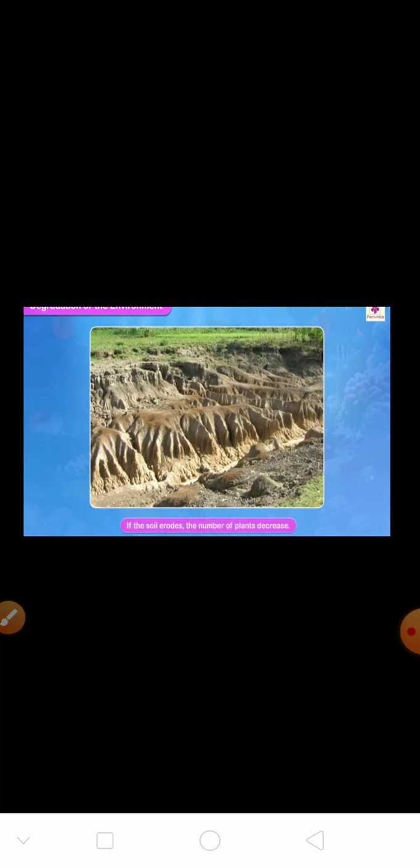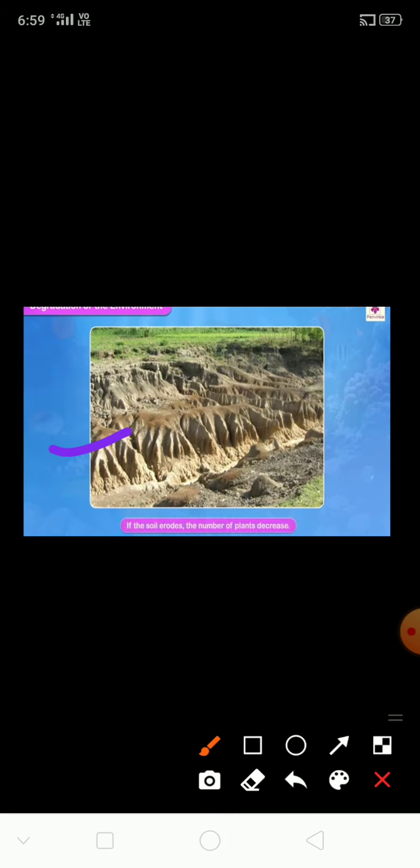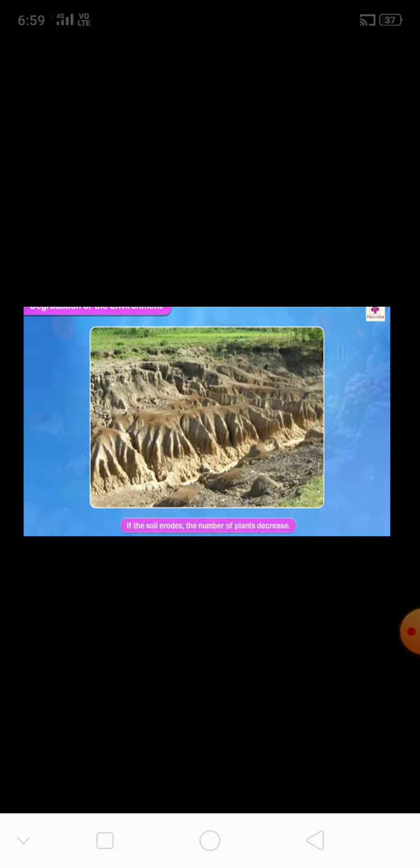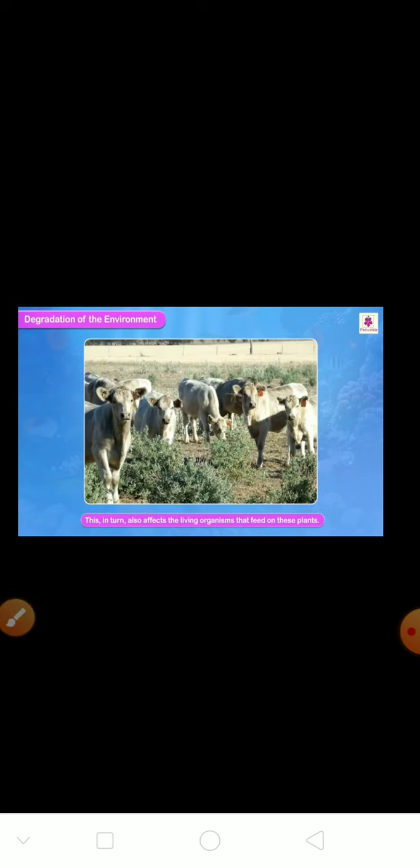Okay, so see here in this picture, if soil erodes, the number of plants decreases. When soil is eroded, how is it eroding? It is by flowing water, by wind, by rain that the soil is eroding. When the soil is eroded, afterwards so many plants are decreasing. So this is degradation of the environment.